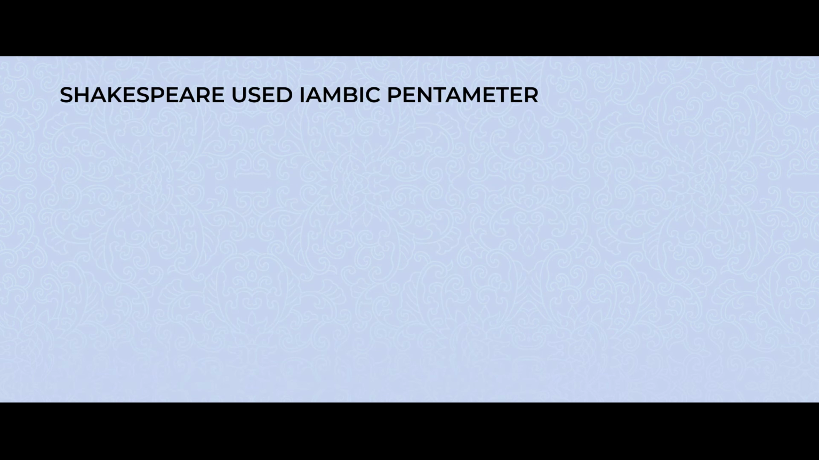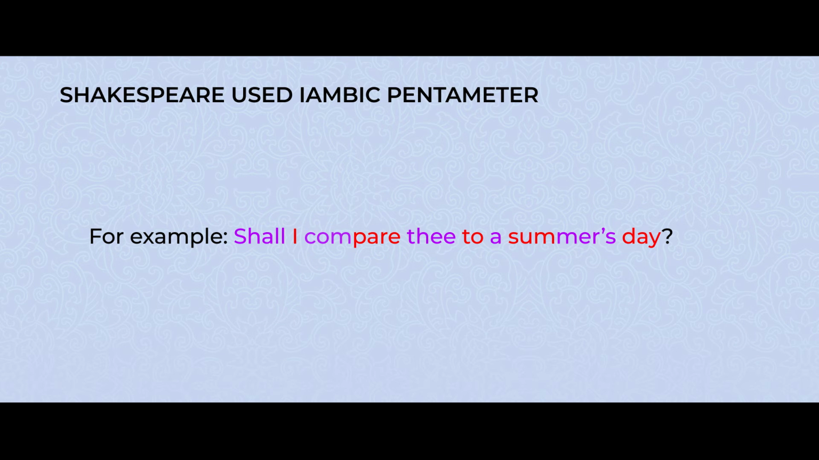Shakespeare used iambic pentameter. Let us take a line from Sonnet 18 as an example. We'll look at the first line. Shall I compare thee to a summer's day? This line has 10 syllables. Shall I compare thee to a summer's day? The syllables are arranged in a sequence of an unstressed syllable followed by a stressed syllable.